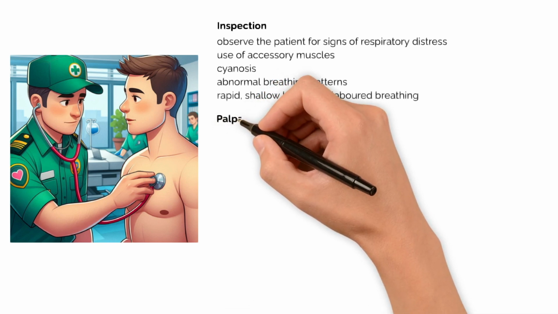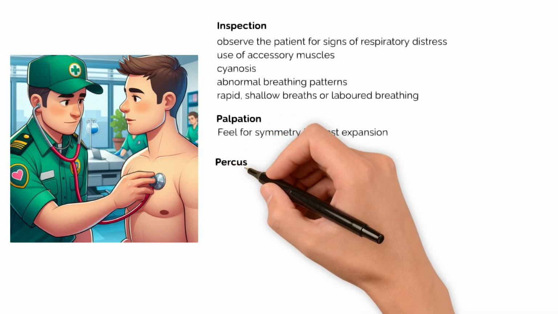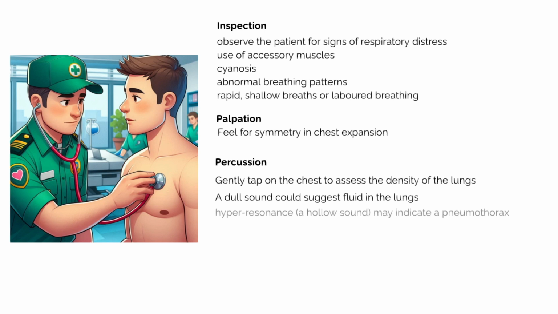Feel for symmetry in the chest expansion by placing your hands on the patient's chest as they breathe. Gently tap the chest to assess density of the lung. A dull sound could suggest fluid in the lungs, while hyperresonance, which is a hollow sound, may indicate pneumothorax.